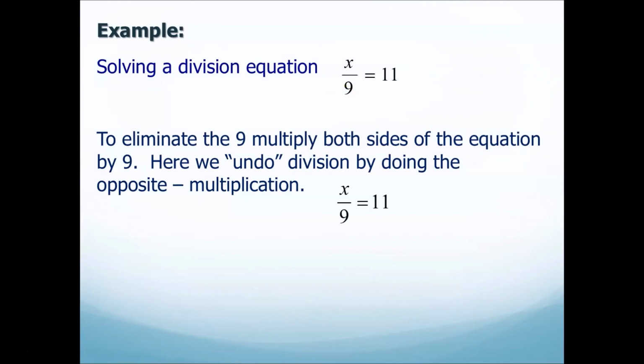So x over 9 equals 11. So now let's multiply 9 on the left side and 9 on the right side. And so that will give us, okay, this part will be cancelled. And now we're left with 11 times 9 equals 99.